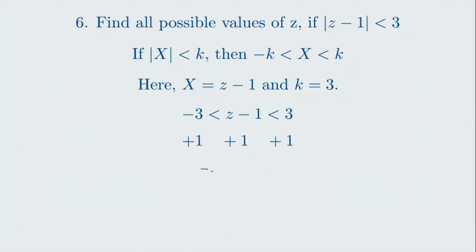Let's calculate each part. Negative 3 plus 1 is negative 2. In the middle, negative 1 plus 1 cancels out, leaving just z. And on the right, 3 plus 1 is 4. This gives us our solution. z is between negative 2 and 4. In other words, z is greater than negative 2 and less than 4. Comparing this result with the given answer choices, we find that it matches option D perfectly. So the correct answer is D.